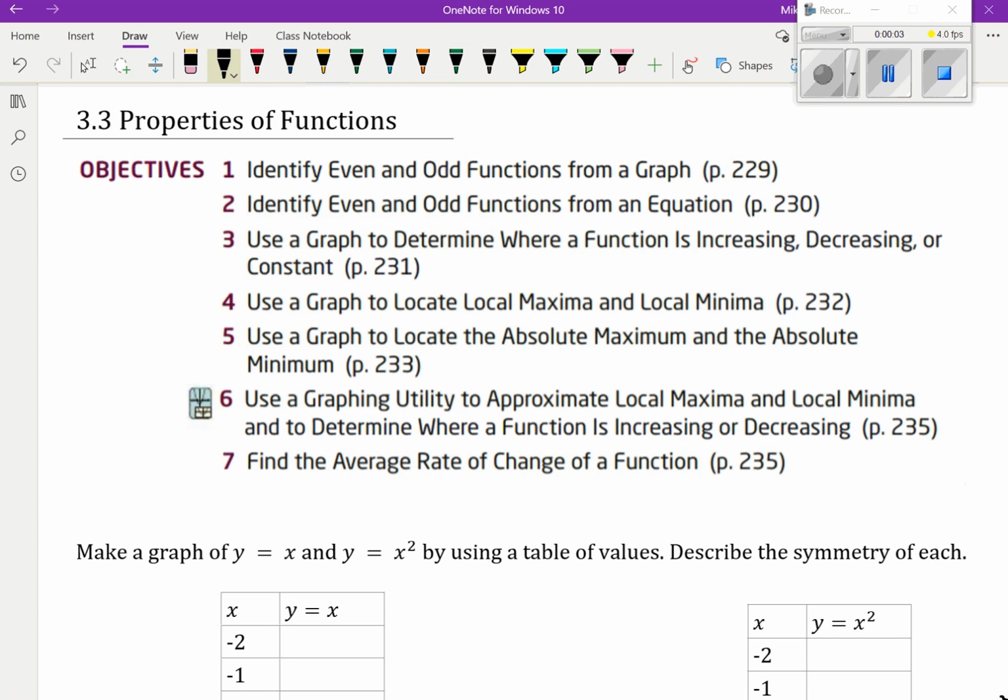Hello and welcome back to chapter 3, section 3. We're going to do properties of functions today.